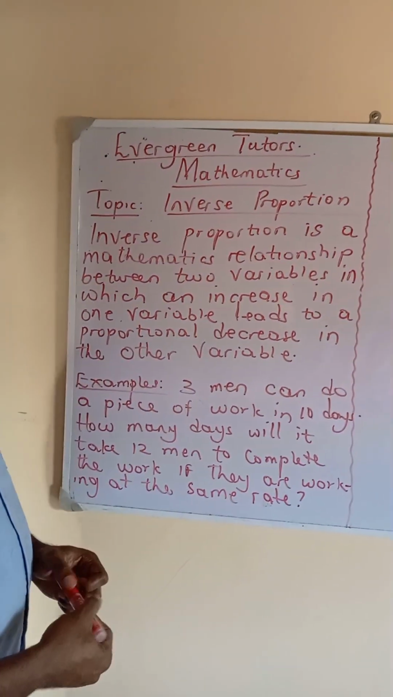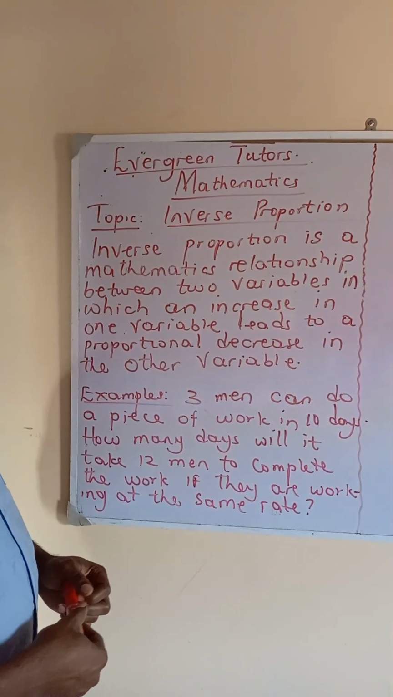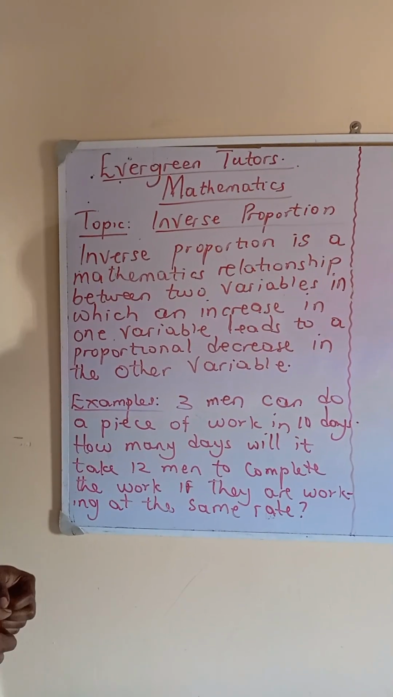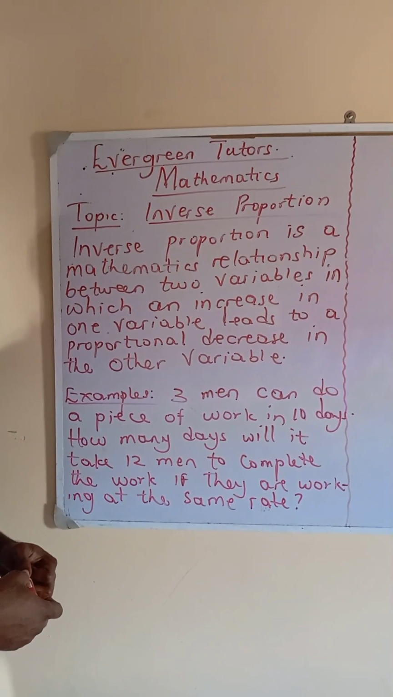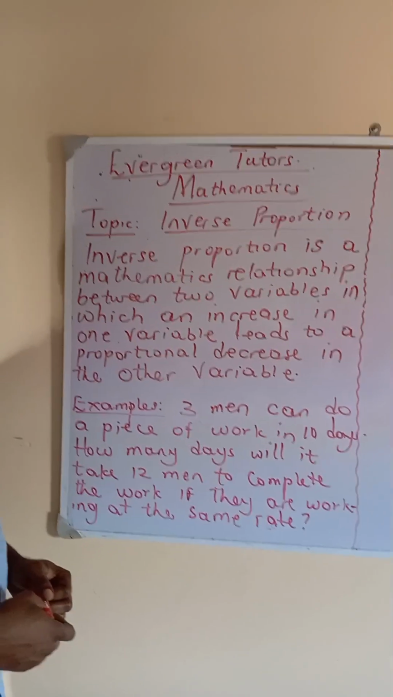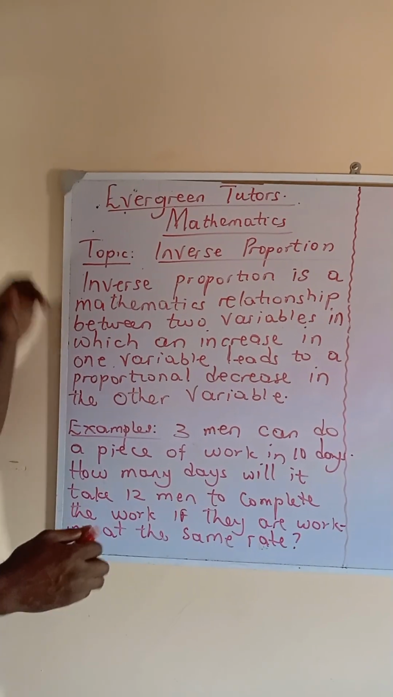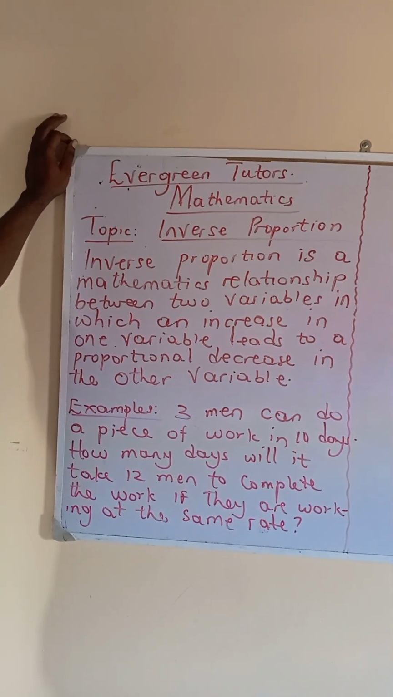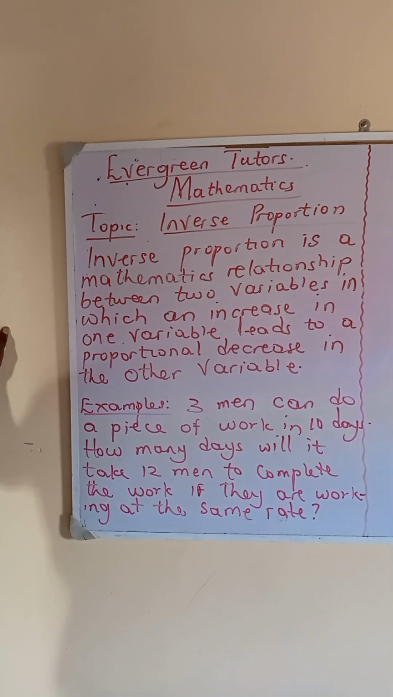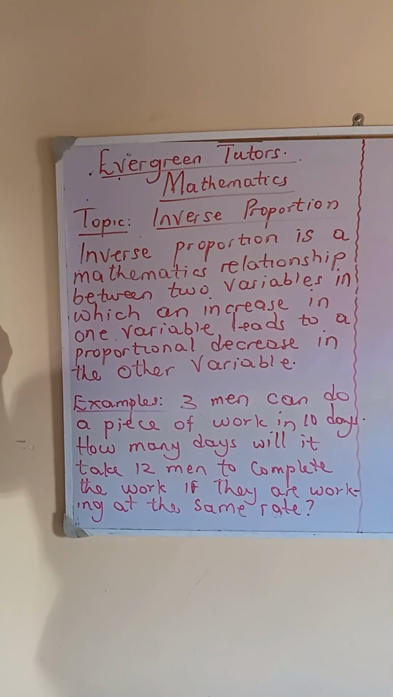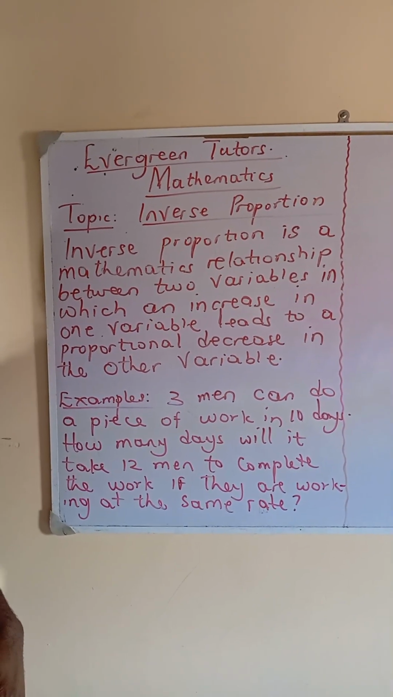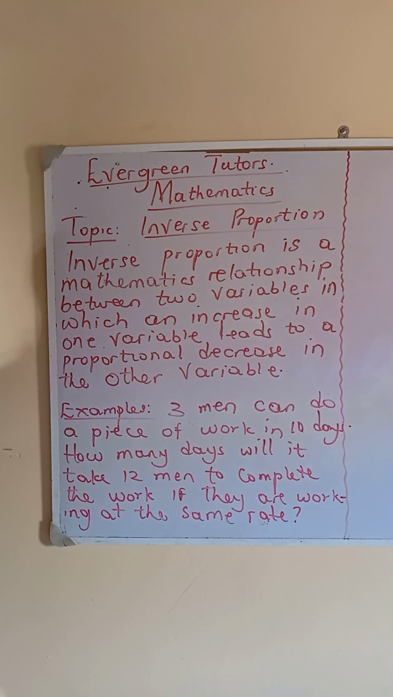All right, welcome to class once again. We're looking at a topic that says inverse proportion. If you've not watched my video on direct proportion, you can go to YouTube, Instagram or Telegram, Evergreen Tutors, to watch the video on direct proportion. Now, inverse proportion is a mathematical relationship between two variables in which an increase in one variable leads to a proportional decrease in the other variable.